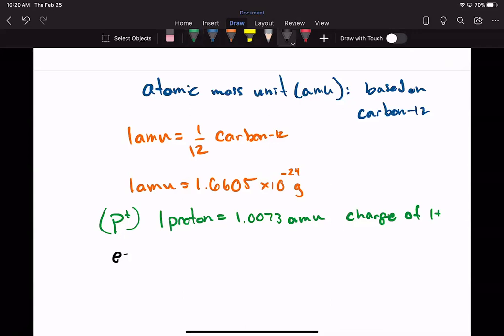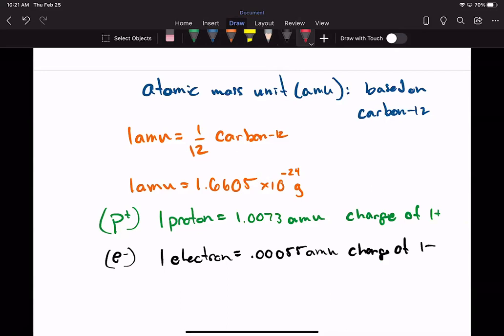Now electrons, and again, I'll give you my shorthand there. So 1 electron is equal to 0.00055 AMU. Not even close to what a proton weighs, right? And we know that it has a charge of 1 minus. So protons are positively charged, electrons are negatively charged, and then we have neutrons.